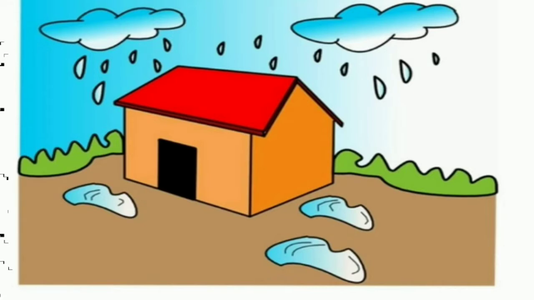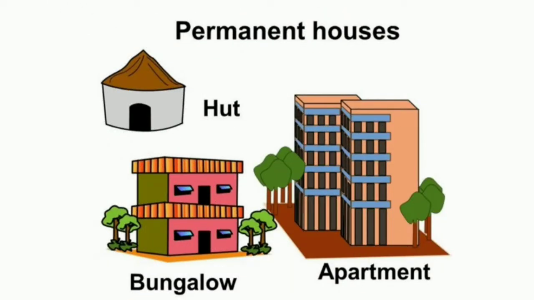Students, there are various types of houses such as hut, apartments and bungalow. They can't move from one place to another. In the same way, kacha houses can also not move from one place to another. So, they are called permanent houses. Some people keep moving from one place to another, either due to scarcity of food and water, due to extreme climate or due to work.